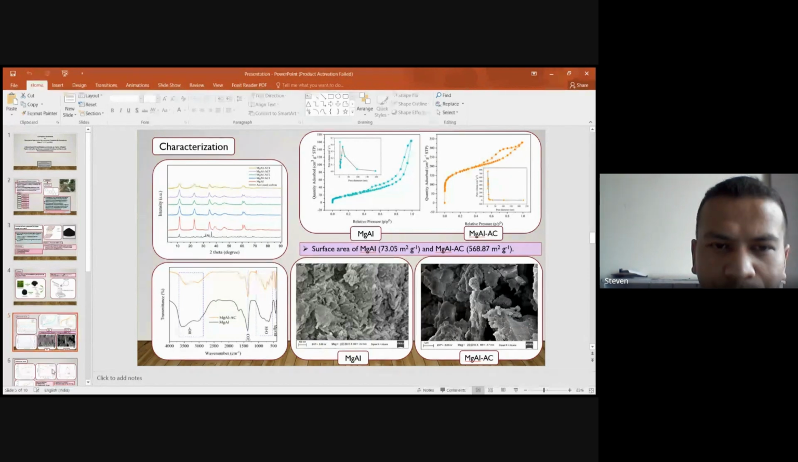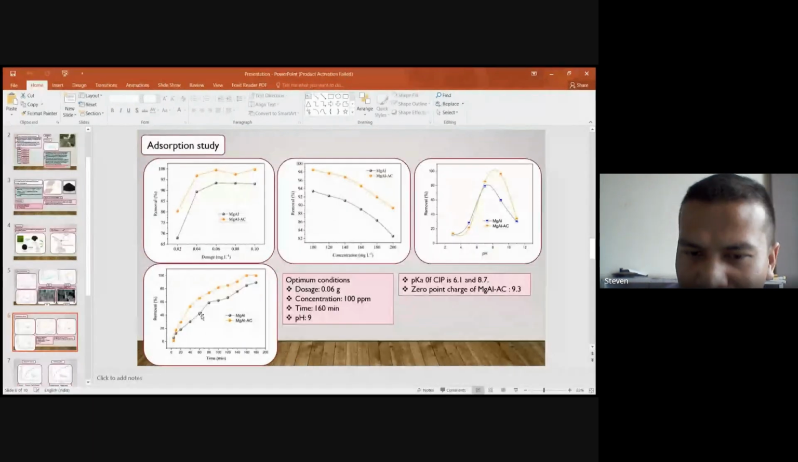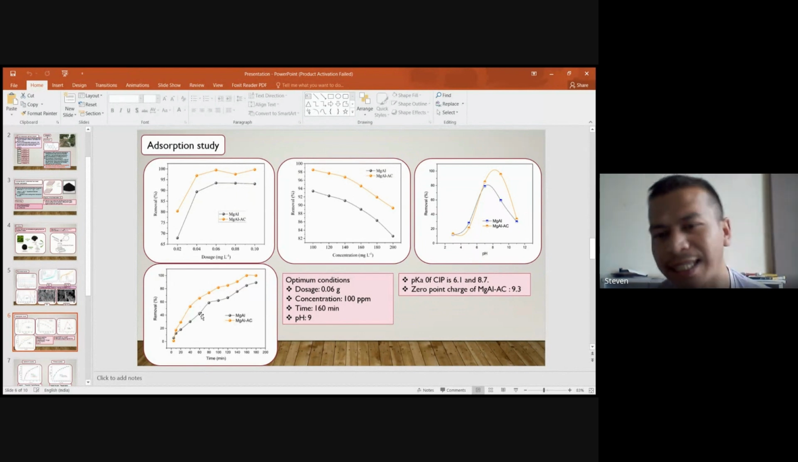Next, we conducted an adsorption study, trying to find the optimum conditions of dosage, concentration, time, and pH. We got the dosage as 0.06, concentration 100 ppm, time 160 minutes, and pH 9. Ciprofloxacin has two pKa values, 6.1 and 8.7, meaning that below 6.1, it exists as a cation. Between 6.1 and 8.7, it exists as a zwitterion, and above 8.7, it exists as an anion.